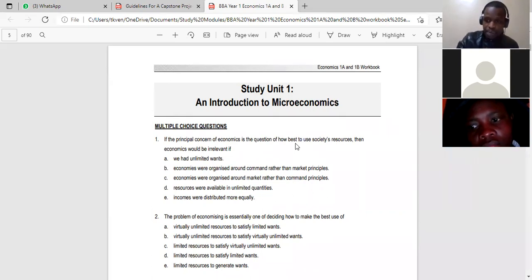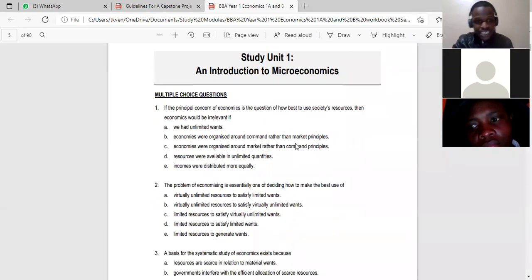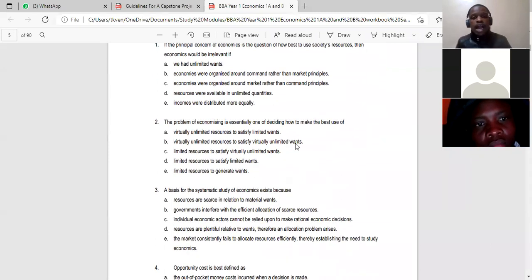So let's try number 2. I think we still have 10 minutes. So let's try number 2. The problem of economizing is essentially one of deciding how to make the best of what. So what is the economic problem? What is the economic definition? Again, it's about the definition of economics.